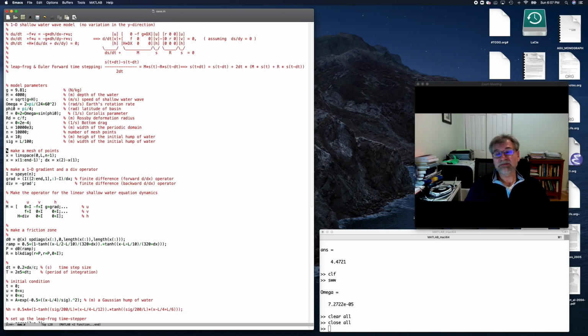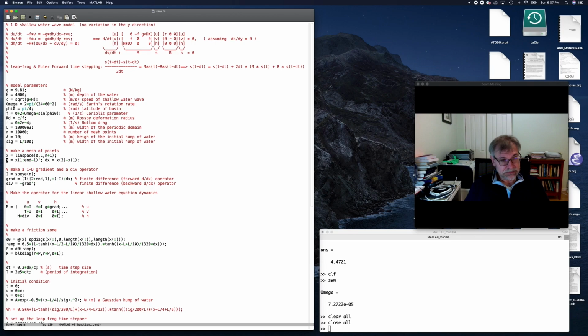Then since we're doing a finite difference solution, we're going to discretize the domain from 0 to L with n plus 1 points. It's going to be periodic in the x direction, so the point at L and the point at 0 are really the same point. That's why I put n plus 1, and then later on I'll throw it out. So the next line, I get rid of the last point, because it's really the same thing as x equals 0. And then the mesh spacing dx is x2 minus x1.